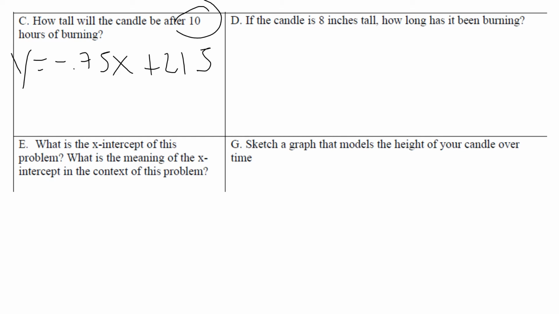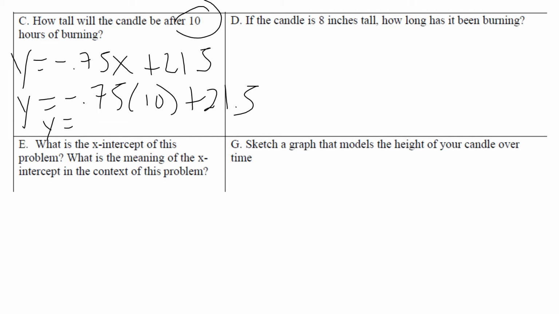So 10, notice, is a time value. If you go back to the very first question, you said that time was x. So you're going to go ahead and plug 10 in for x. So negative 0.75 times 10 plus 21.5. Go ahead and plug that into your calculator, and it turns out that the height of the candle after 10 hours of burning is going to be 14 inches. And again, hopefully that makes sense that the candle after 10 hours of burning is shorter than it was when you purchased it. That's because the slope is negative, and again, that's because the height of the candle is burning away the longer that it's lit.